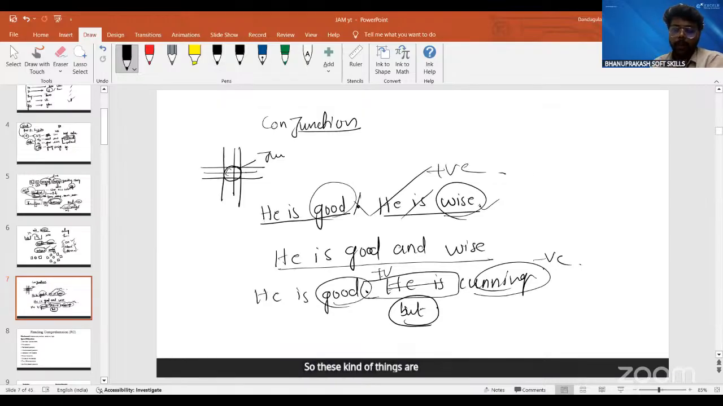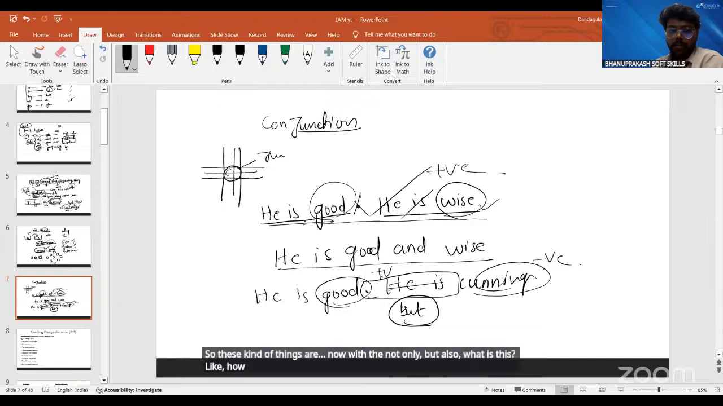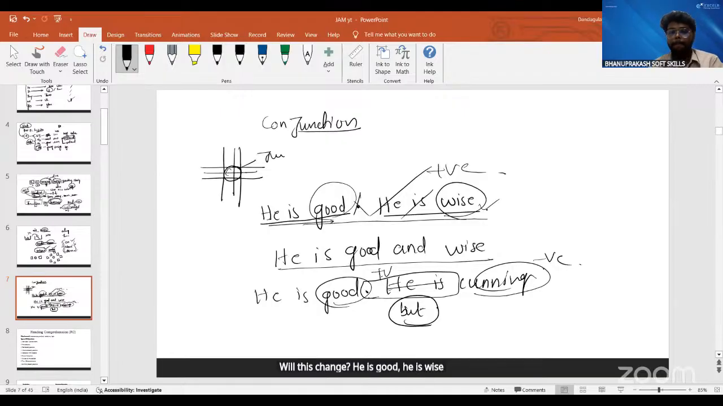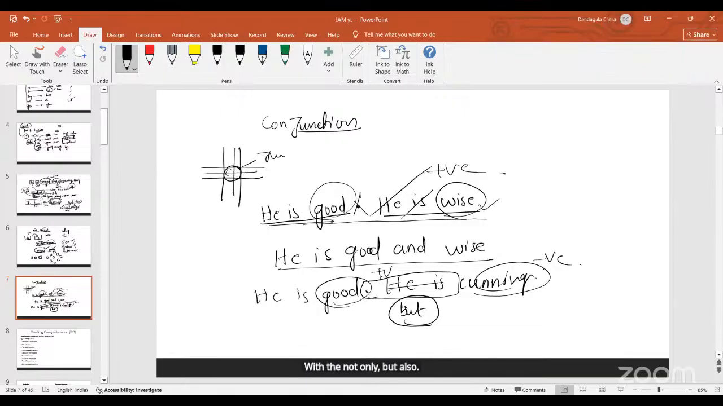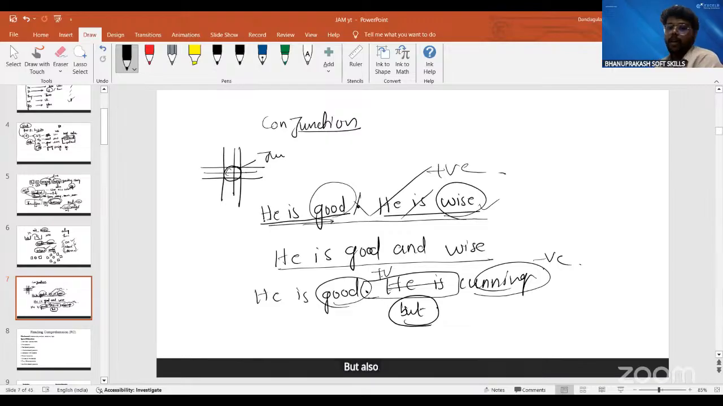Now with "not only but also," how will this change? He is good, he is wise. With "not only but also": he is not only good but also wise. Or he is not only good but also cunning. So this is how the conjunctions help us to combine the sentences.